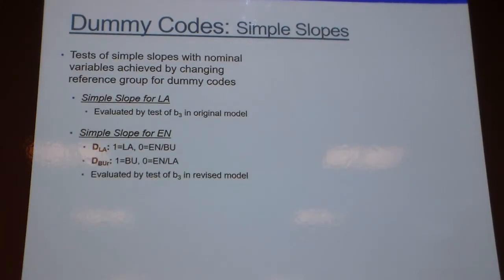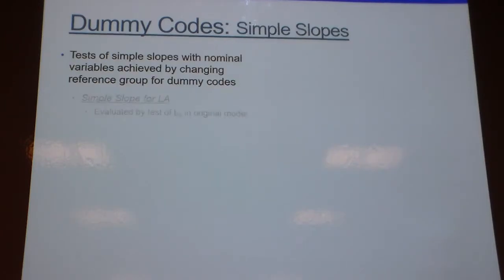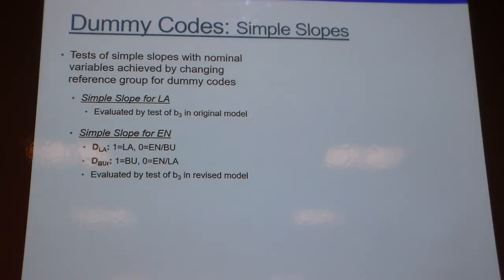So let's say I want to get a simple slope for engineering. What I'm going to do is create a new variable. I'm going to create a dummy code for liberal arts and keep my dummy code for business, but it's going to be a different one. My dummy code for liberal arts is going to be 1 if you're a liberal arts major and 0 if you're engineering or business. My revised dummy code for business is going to be 1 for business and 0 for engineering and liberal arts. And then I rerun my base model, just as I did before, but now with my new interaction terms and my new dummy codes.